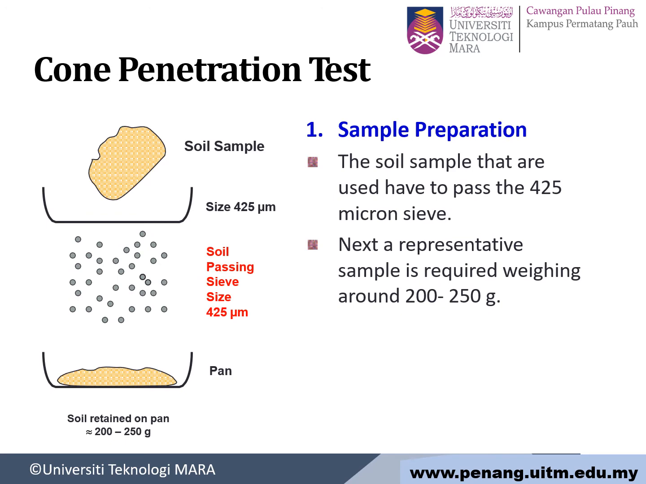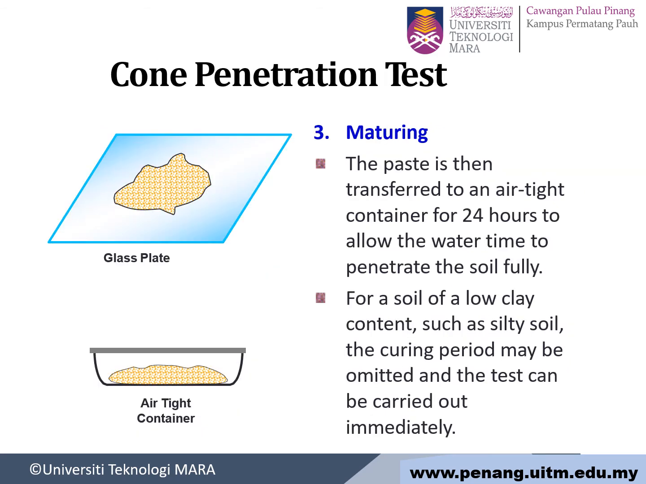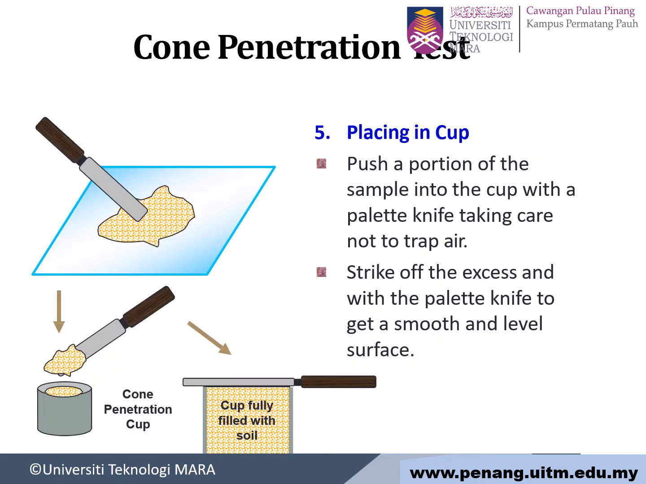Alright guys, this is the first step, sample preparation, mixing with water. You may refer how to mix here. This is the process of maturing. Step number 4, remixing. Okay, you have to read one by one here. Step number 5, placing in cup. This is the cone penetration cup. Then you have to trim here.